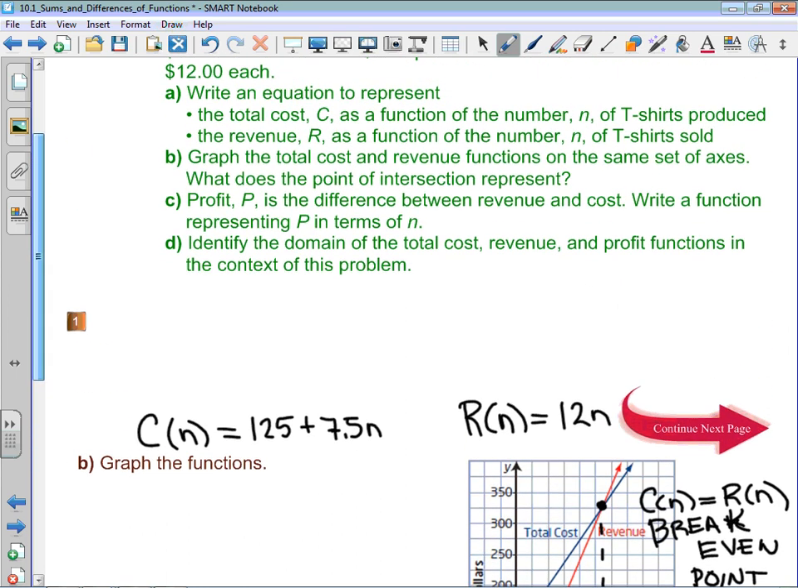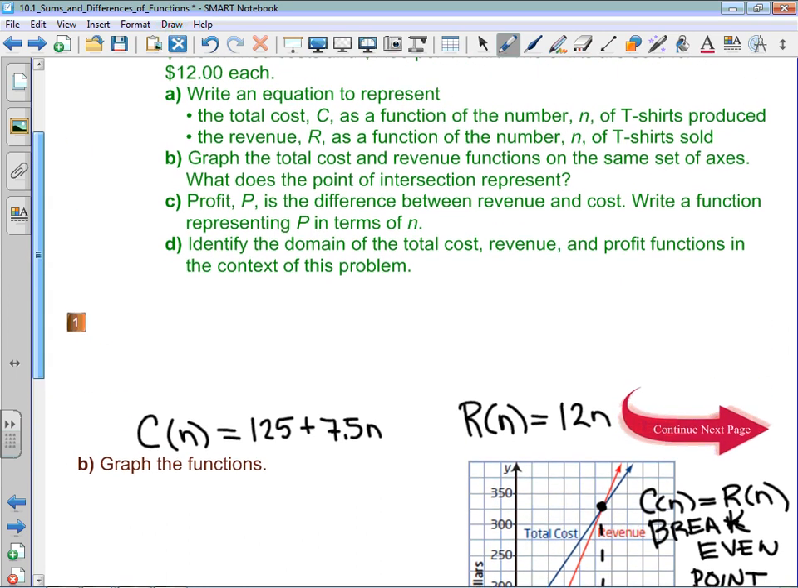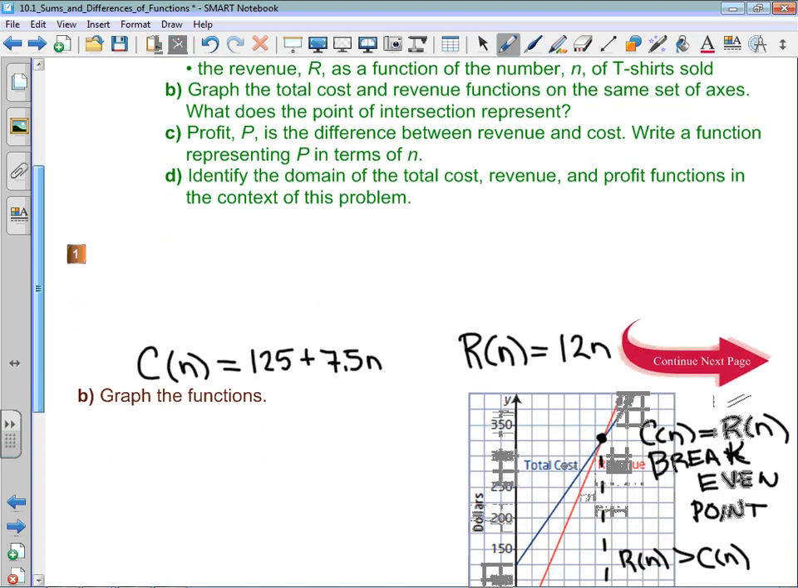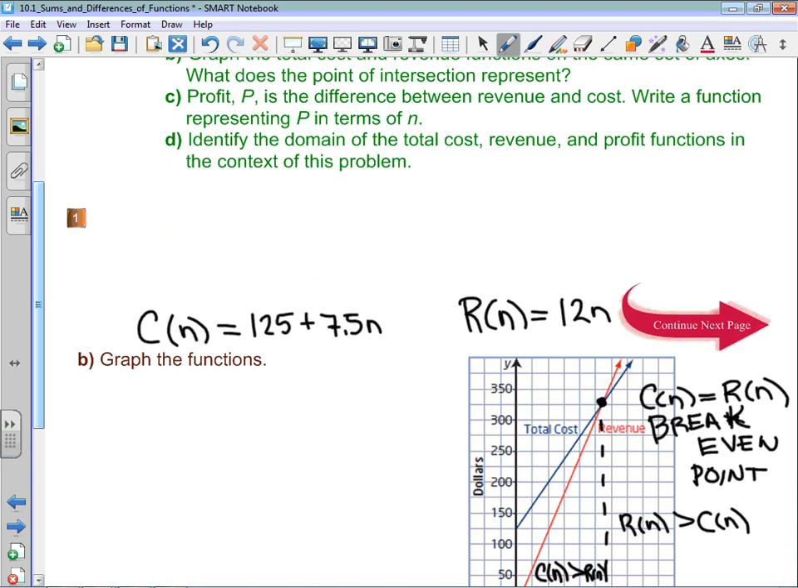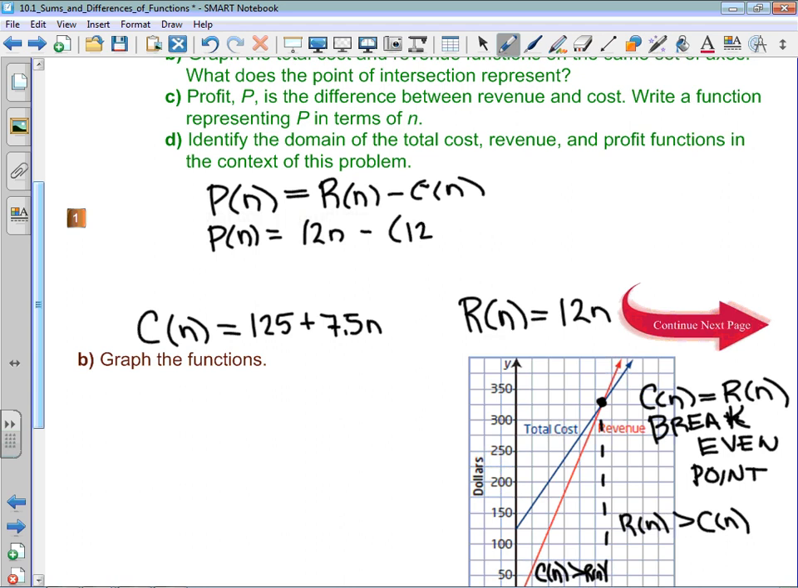So for C, it says profit is the difference between revenue and cost. Write a function representing P in terms of n. So to do that, I'm going to say, and it's kind of weird, I'm doing it up here, but the profit, and this is something that's going to be very consistent across any economics course or math course you take in the future, that profit is equal to revenue minus cost. Right, so the money that you bring in minus the money that's going out. And so the profit in this particular case is going to be my revenue function, which is 12n, minus the entire cost function, which is 125 plus 7.5n.